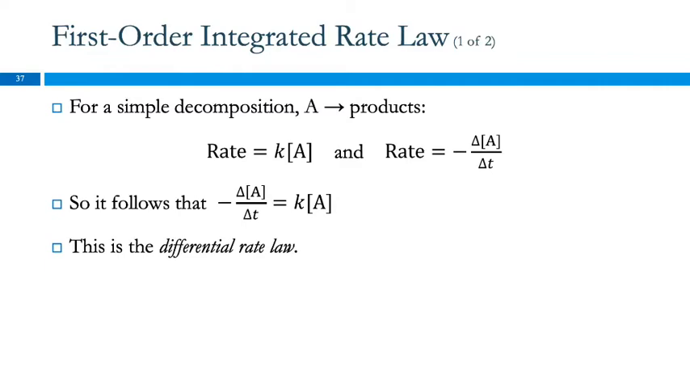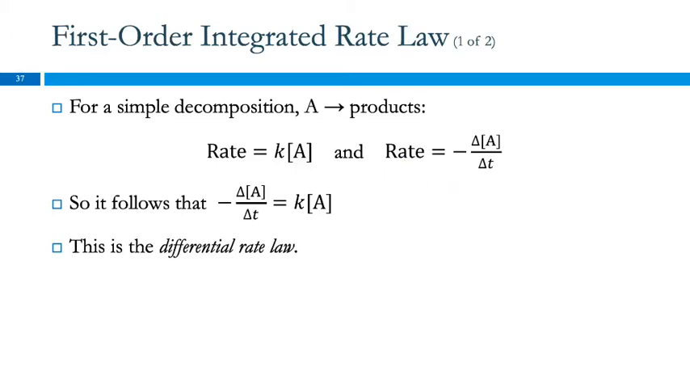So again, looking at a simple decomposition where A goes to products, we can look at a first order reaction. The rate would equal a constant times the concentration of A. We can express this as the rate is equal to negative delta A over delta t. And this is what we were doing at the very beginning of the chapter, defining the rate in terms of the concentration of reactants or products.